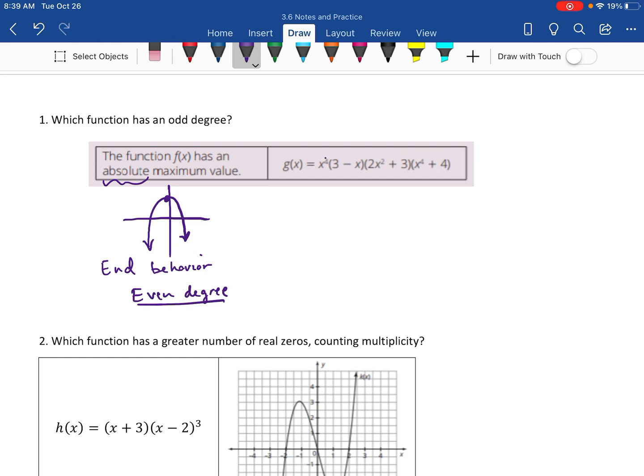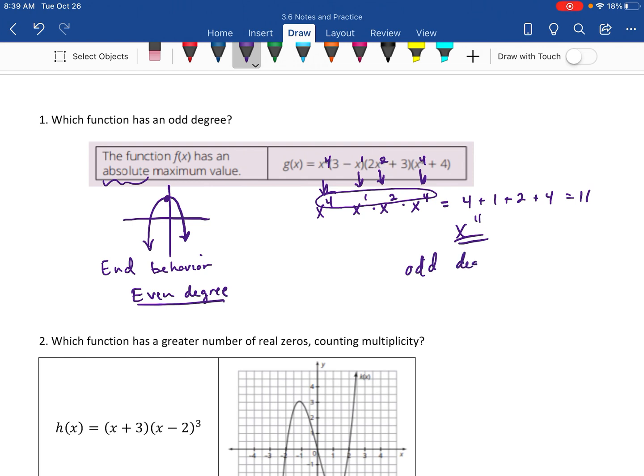Now here I have x. I know it's a little hard to see, but it's x to the 4th, x to the 1st, x squared, and x to the 4th. If I take all of these x's together, because they're all being multiplied, I really add the exponents here. So I have 4 plus 1 plus 2 plus 4, which gives me 11. So I have x to the 11th in total, which is an odd degree. So the second function would be your answer.